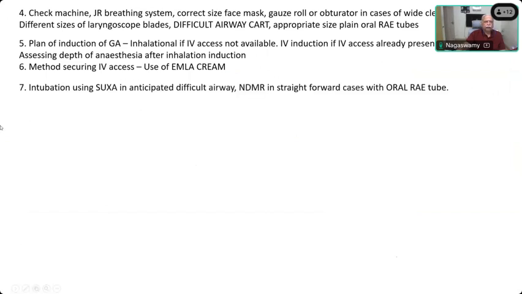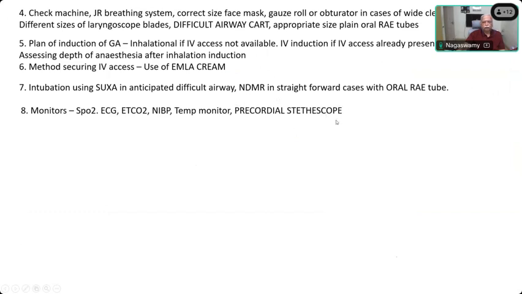And intubation using succinylcholine in anticipated difficult airway, or you can go for rocuronium, whatever you are used to. For the straightforward cases, use an oral RAE tube. That is the most preferred tube, whether it is cleft lip or cleft palate surgery. And monitors to be used are SpO2, ECG, EtCO2, NIBP, temperature monitor, and precordial stethoscope.